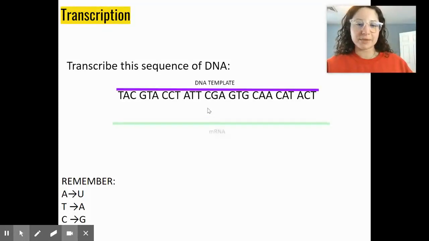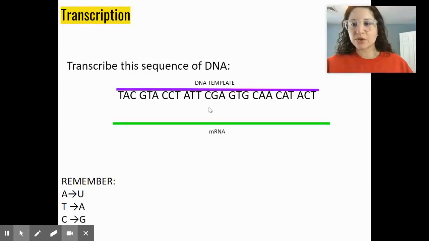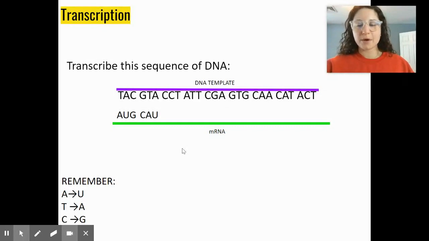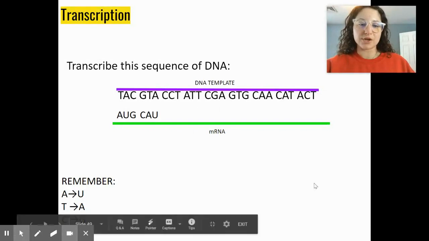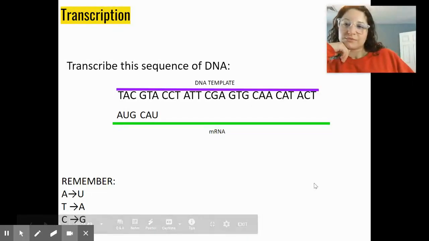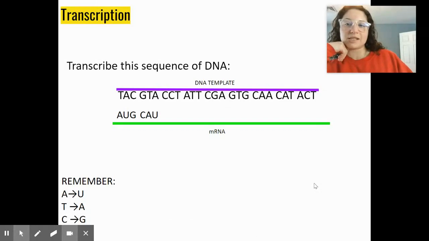So again, we have our DNA template. We're going to create our mRNA chain, and we're doing the same thing. So we're still just base pairing our different nucleotides. So TAC is going to be AUG. GTA is going to be CAU, and I'm going to ask you at this point to stop and pause the video and try to transcribe the rest of this DNA sequence on your own. I wasn't kidding. Pause the video.